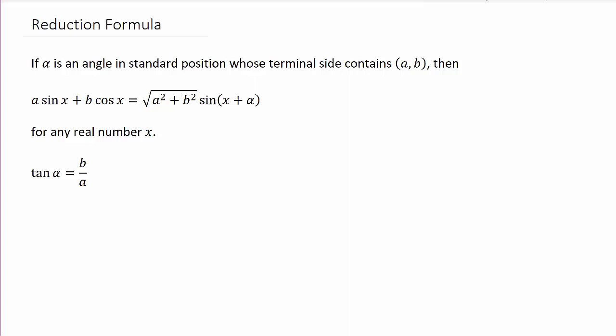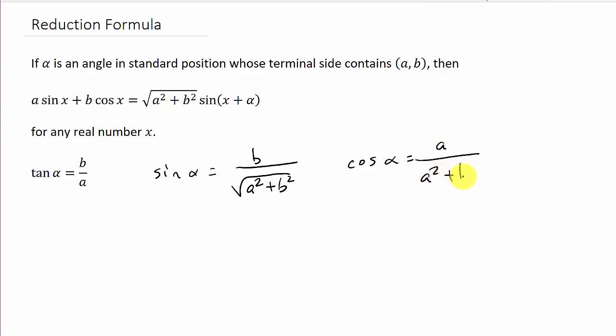Now, depending on what textbook you're using, or how your teacher tells you to do it, there's different ways to find alpha. You've got sine alpha is equal to b over the square root of a squared plus b squared, and cosine alpha is equal to a over the square root of a squared plus b squared. You can use either one to find alpha. I just always like to use tangent alpha equals b over a.